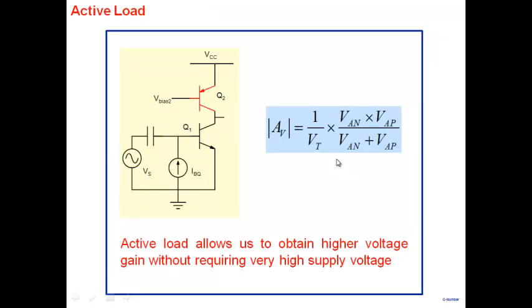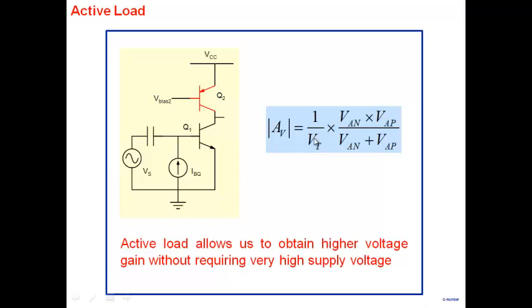Active load is another interesting stage, a common emitter amplifier. So you take a resistance out and replace it by a transistor, and it is a very interesting stage that allows you to get very high voltage gain without requiring very high supply voltage. All right. And the gain you can see here is very stable also. The gain doesn't depend on the bias current. The gain, as you can see here, depends only on the early voltages of these two transistors and has no dependence on bias voltage. There is a dependence on temperature, of course, through this VT term here.